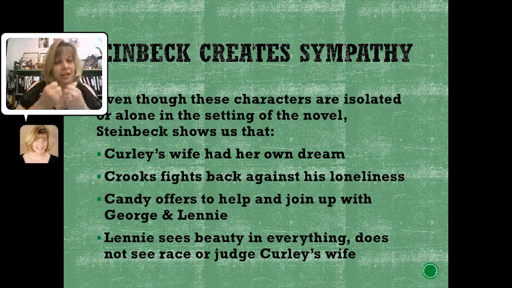Even when Curly is punching him in the face, Lennie doesn't even defend himself until George starts yelling at him. And even then, that defense is a simple grabbing and holding on. So Lennie sees the beauty in everything. He comes into Crooks's room and doesn't even notice that Crooks is black. This isn't anything that's occurred to him. And he just sees Curly's wife as being pretty, where everyone else sees her as really trashy. So we have these very sympathetic characters in their loneliness and in their isolation.